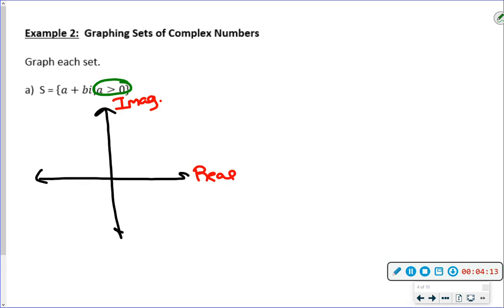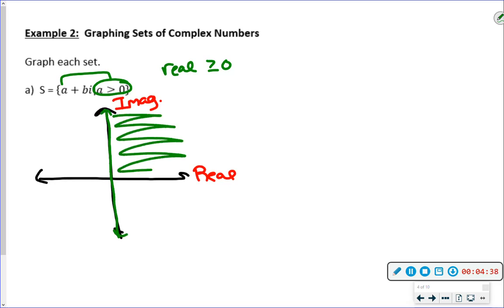Well, a goes to the real part. So that's really telling you we want all the points where the real is greater than or equal to 0. So I'm thinking about my real, remember, horizontal, greater than or equal to 0. We're going to be on which side? Right. So greater than or equal to, I'm going to put a solid line, because that's at 0, everything on the right side.